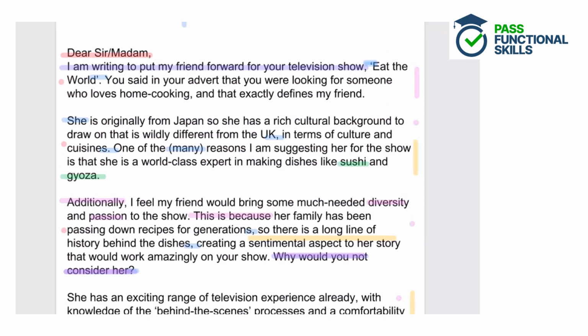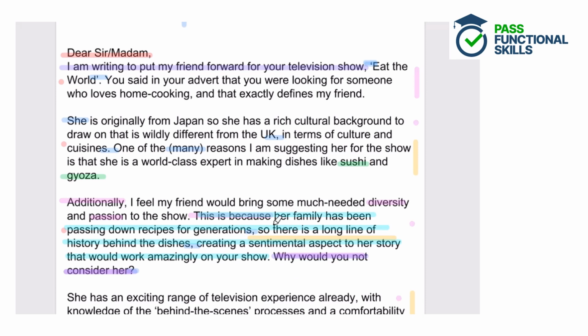Finally, you should be making sure to use some longer sentences that contain multiple ideas or pieces of information. This will show the examiner that you can connect different ideas together. So for example, in this answer, we've got, "This is because her family has been passing down recipes for generations. So there is a long line of history behind the dishes, creating a sentimental aspect to her story that would work amazingly on your show."